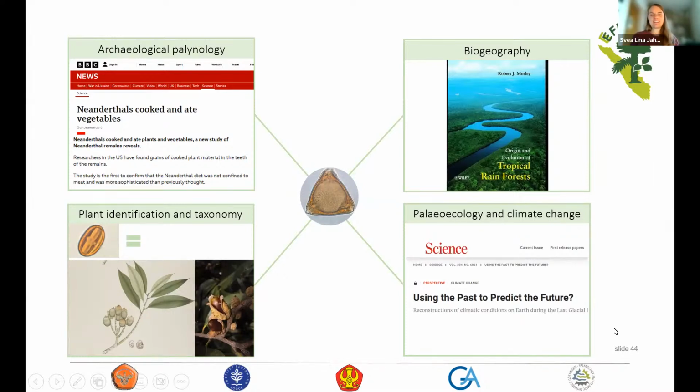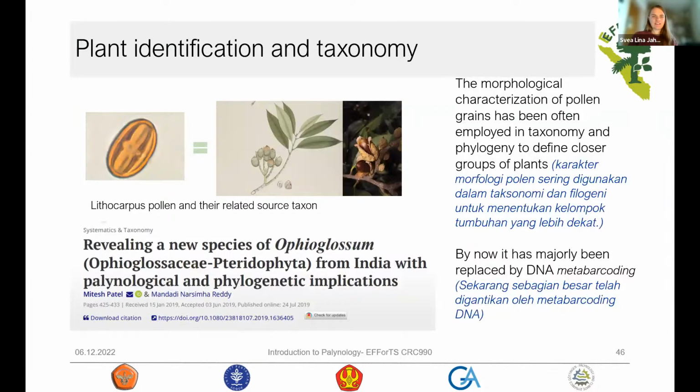Yeah, I will go into more detail about the different disciplines, so you can get a little bit of an insight. Of course, I'm not an expert in all these disciplines. I mostly come from paleoecology, maybe a little bit of biogeography and archaeological palynology. But I hope that I can give you an idea of what we are working with. So let's maybe start with plant identification and taxonomy. This is also where you mostly come from, right? What you're mostly studying.